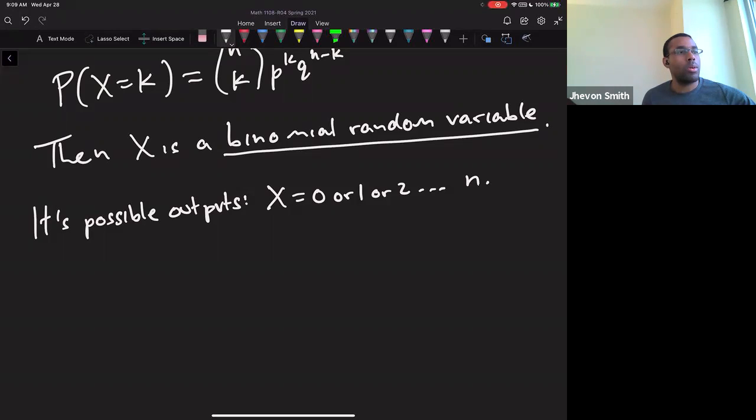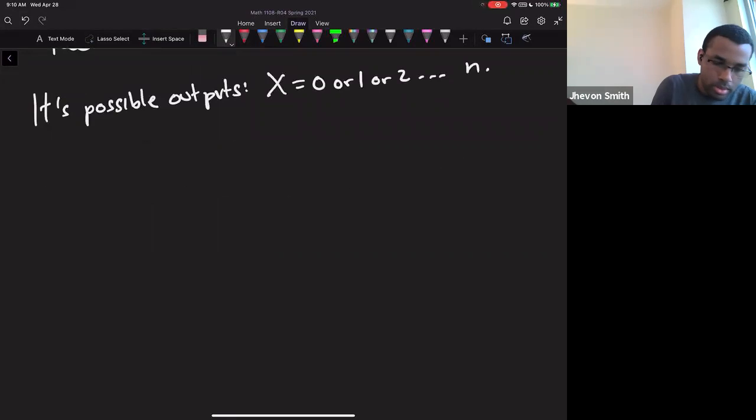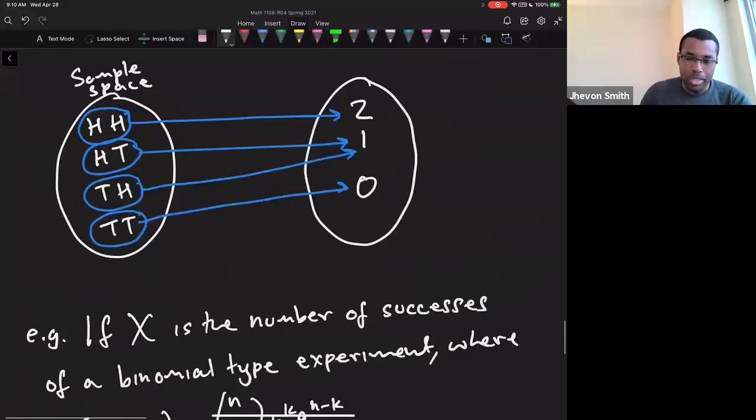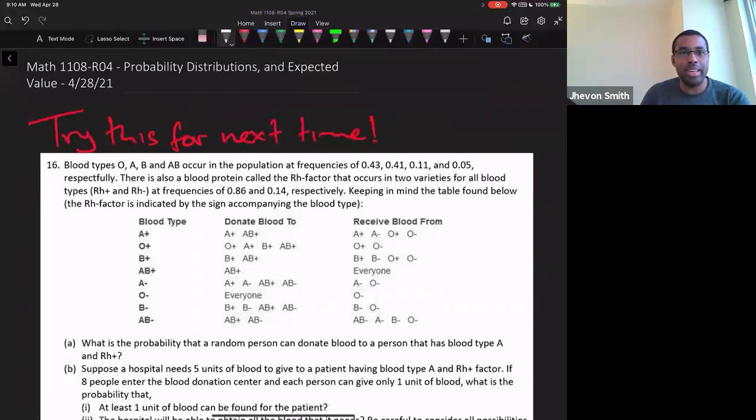So what I want to do now is maybe talk about, see my notes here, probability distributions. So moving on. We're finally getting to the title. Today we're supposed to talk about probability distributions and expected value.